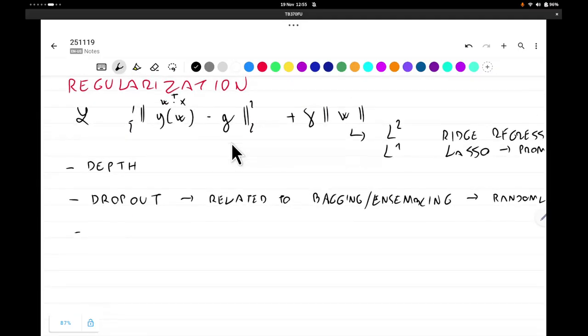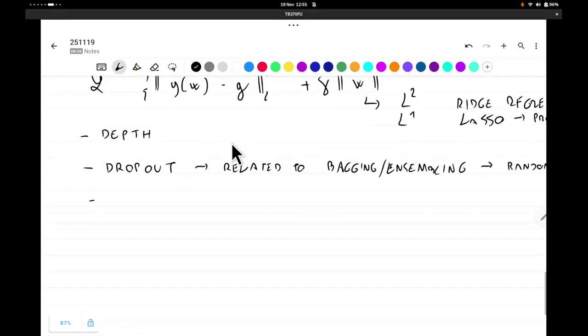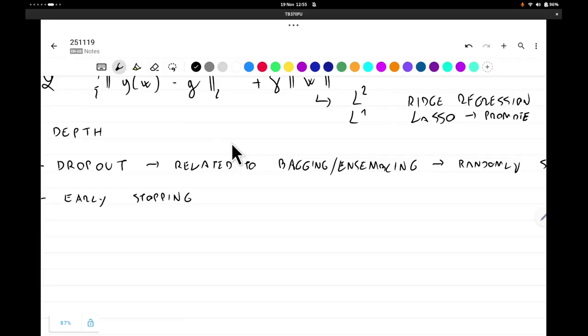Last point about regularization is so-called early stopping, which you also find often in literature, and it is exemplified by a plot. So if we look at the error as a function of the number of epochs, we would have a training error. The training error will typically start large and go down.